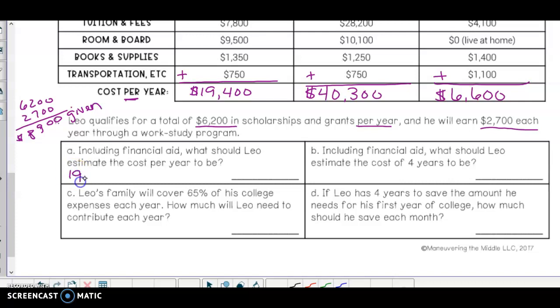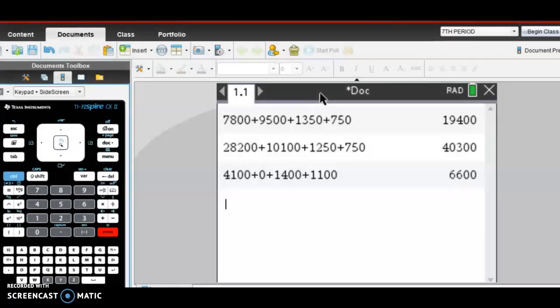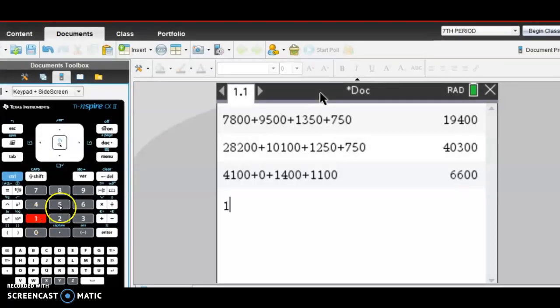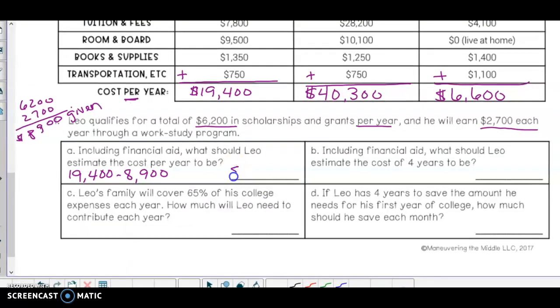So including his financial aid, what should he estimate the cost for the year to be? Well, originally it was $19,400, but he's being given $8,900. So we can say $19,400 minus $8,900. So he is only going to end up actually paying out of pocket $10,500, which is still quite a bit of money.